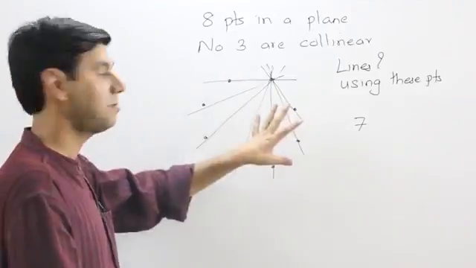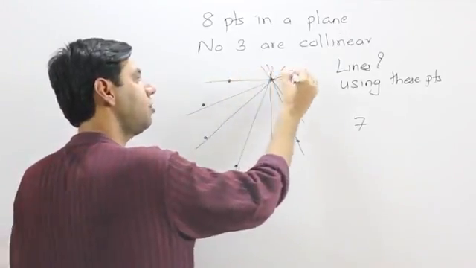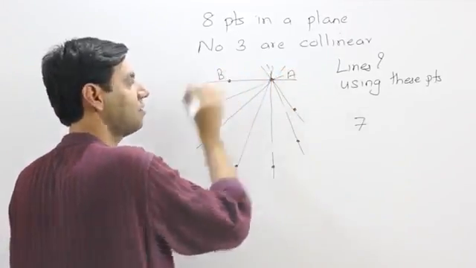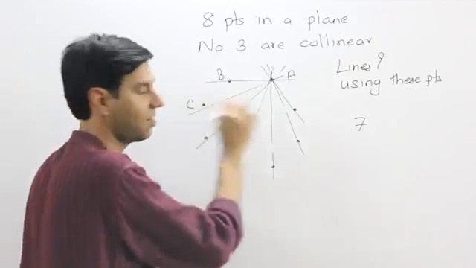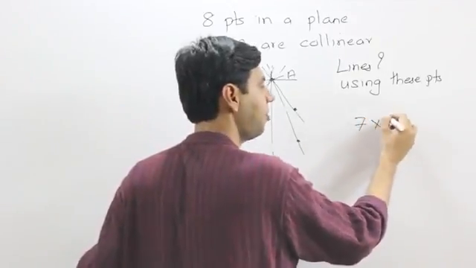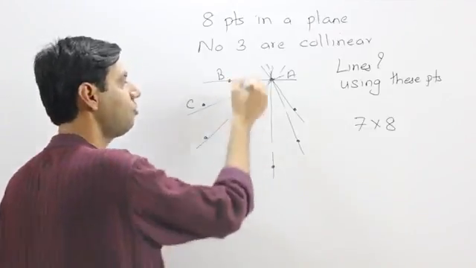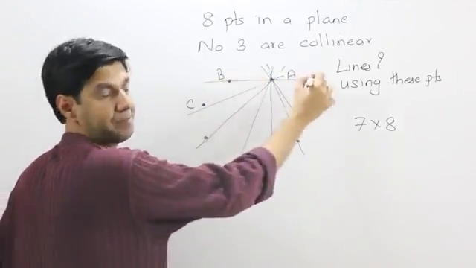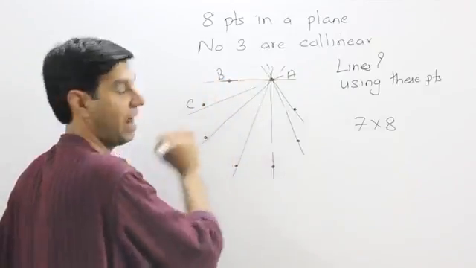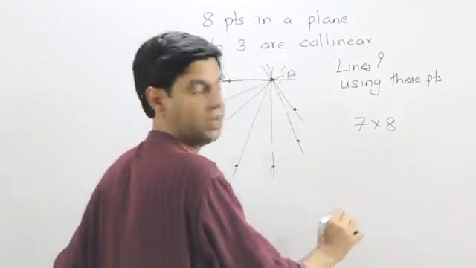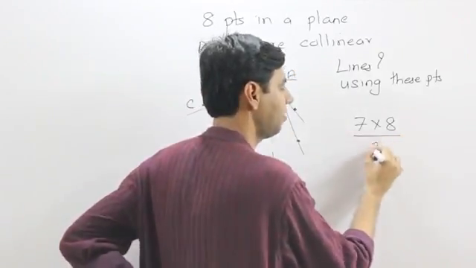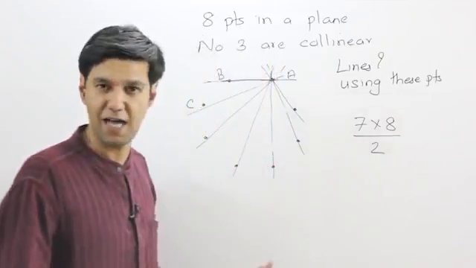And can the same process be repeated with the second point also? So with A I can draw 7 lines, with B I can draw 7 lines, with C I can draw 7 lines, and there are 8 such points. So the answer would become 7 into 8. However, if you look at it, this line AB, have I counted it from A and have I counted the same line from B as well? Each line will be counted twice. So we would be dividing it by 2 to get an answer.